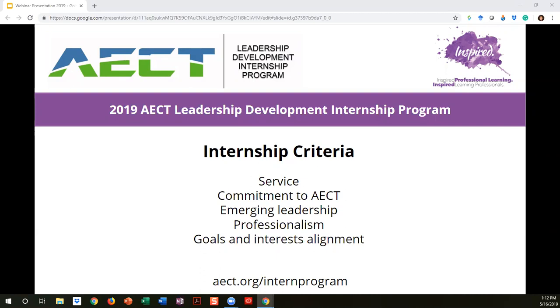Also, your professionalism, how well your application packet is put together, your CV or your resume, if it's in alignment with what you talk about in your candidate statements, and also in alignment with what your sponsor says about you. So they look for alignment between those 3 different components of the application. And they also want to see what your goals and interests are, and that there's an alignment with that as well.